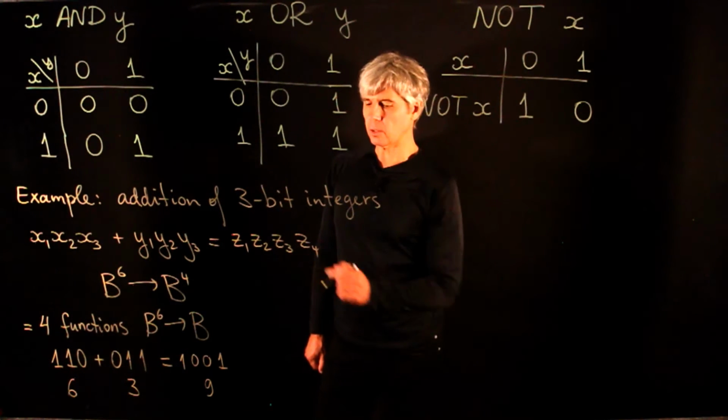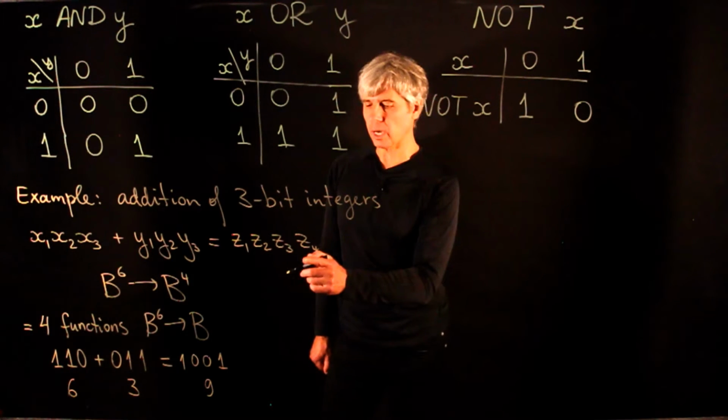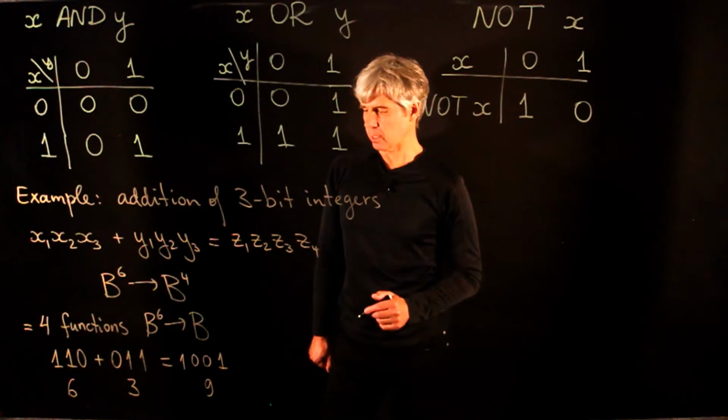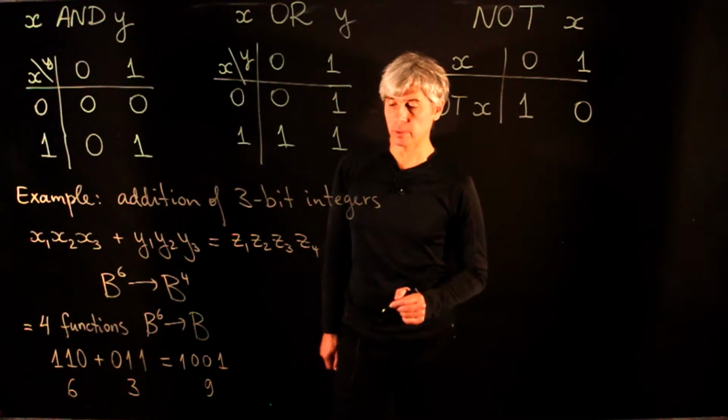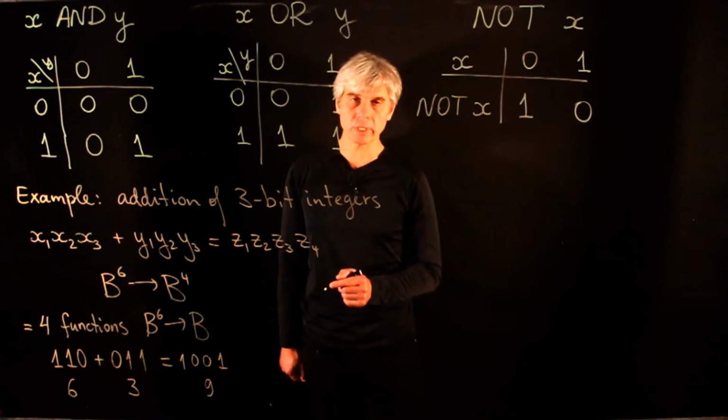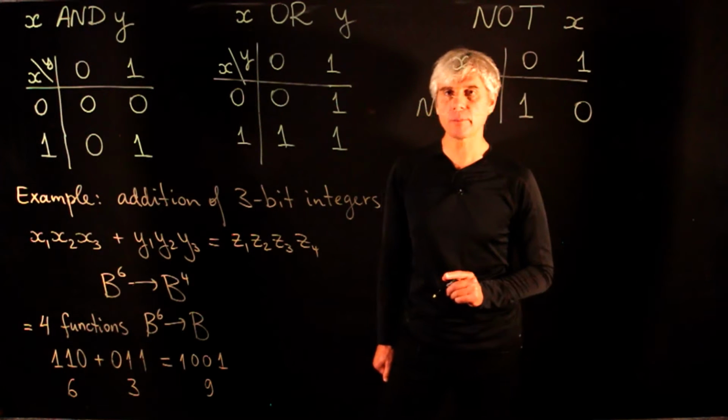Now let us look at the last bit Z4. So how do we calculate the Z4 bit? So the last bit indicates the parity of a number. So if Z4 is equal to 0, then this means that the number is even.